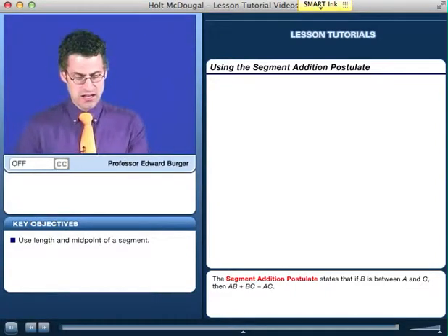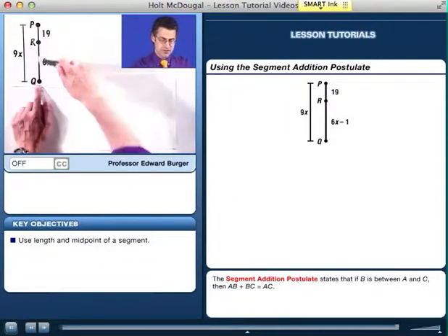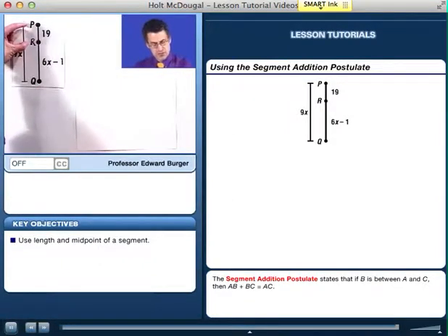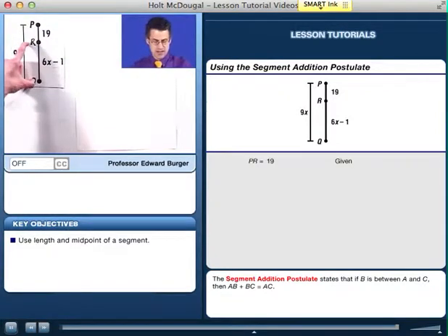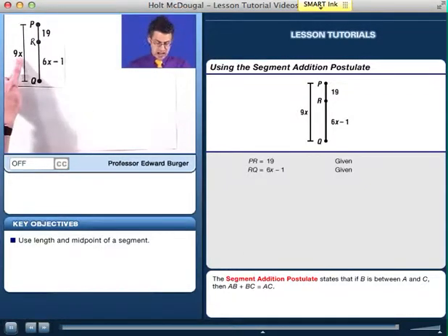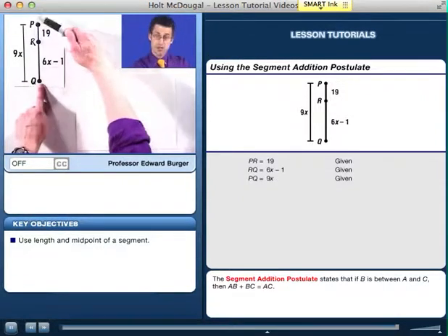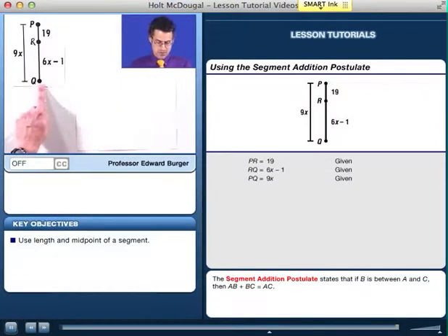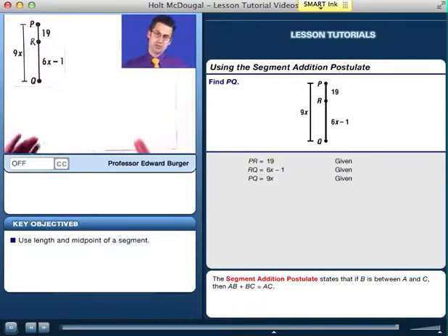Okay, now let's take a look at another example where we can see this result being used in practice. So here's a line segment, PQ. And we'll notice there's a point R in between. And we know that this length right here, PR, is 19. And we know that RQ has length 6x minus 1, although we don't know what x is. However, that x also has the property that 9 times x represents the length of the entire segment PQ. Our mission is to figure out what is the length of the entire line segment PQ.